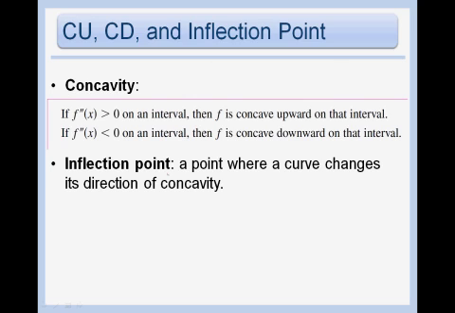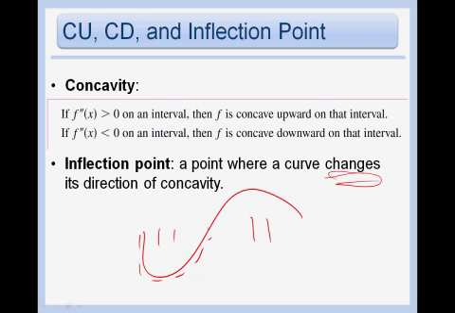And then we have an inflection point. An inflection point is just where a curve changes its direction of concavity. So it changes from concave up to concave down or vice versa. So just a quick little picture would be like this. We see our function is happy here and it's unhappy here. And where does it change from being happy to unhappy? Right there at that point. So that is defined as our inflection point.